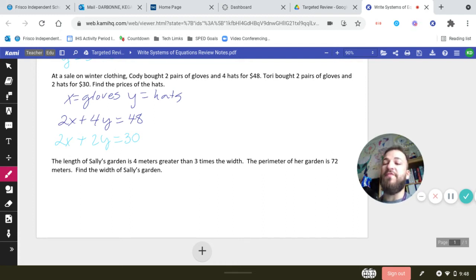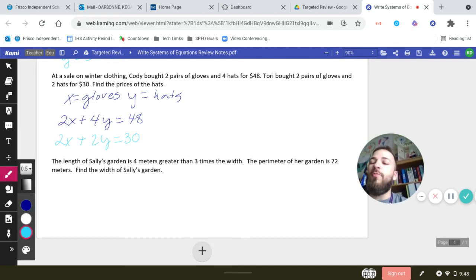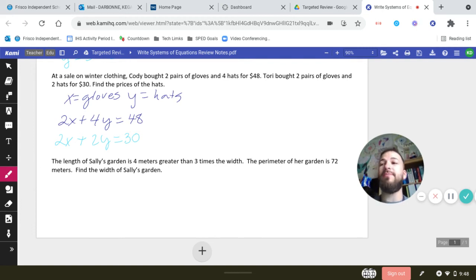So let's start with the first statement. The length of Sally's garden is 4 meters greater than 3 times the width. So just like with standard form ones, y'all, we need to decide what we want X and what we want Y to be. Sometimes on a test or on a quiz, they might just use L and W for length and width. But if they don't, they'll use X or Y. So make sure that you decide what X and Y is going to be. Sometimes they'll tell you what X and Y is going to be so you don't get it mixed up in the answer choices.